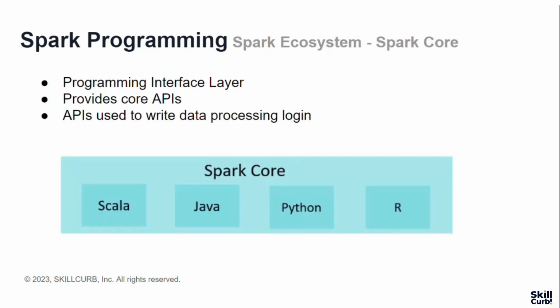Let's move to an upper level called Spark Core. The core APIs are present in this level. This layer is the programming interface layer that offers you the core APIs in four major languages. And these languages are Scala, Java, Python, and R programming language. These are the APIs that were used to write data processing logic during the initial days of Apache Spark.